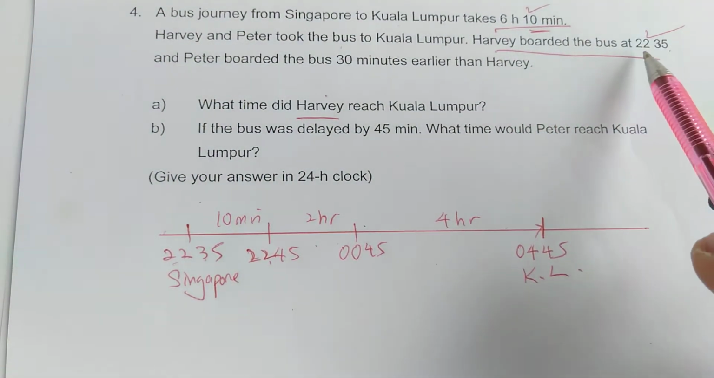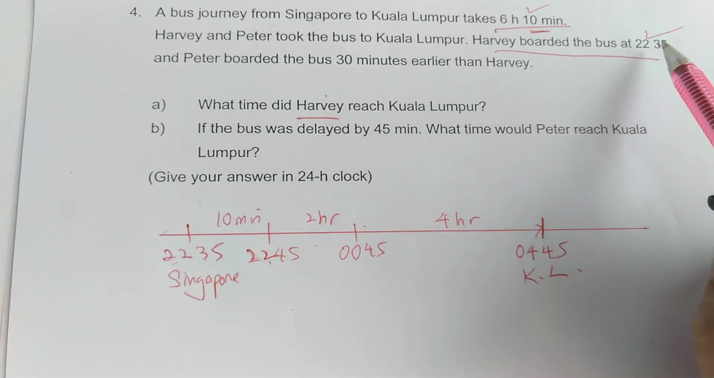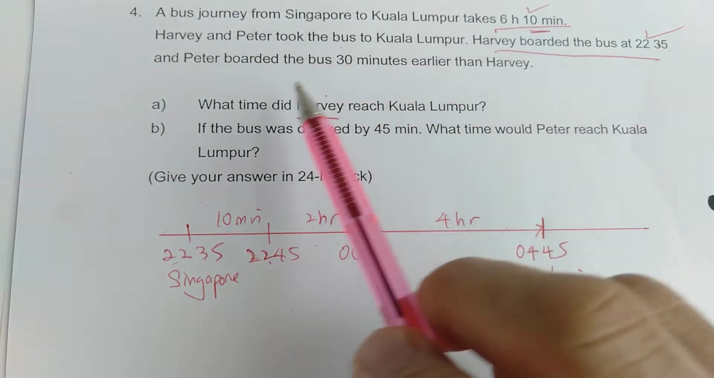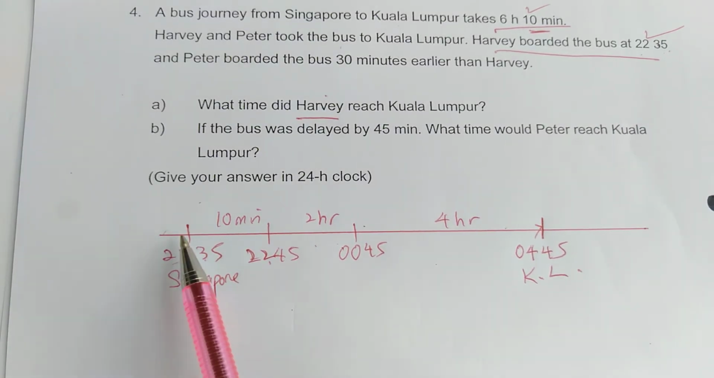Now, Harvey boarded a bus at 22:35, and based on the limited words given in this question, we have to assume that the bus left immediately at 22:35. That's why I can add 6 hours 10 minutes to this. There was no mention of any starting time at which the bus left Singapore. We only knew the time Harvey boarded the bus. That's why I assume here, as soon as he boarded, the bus started moving.